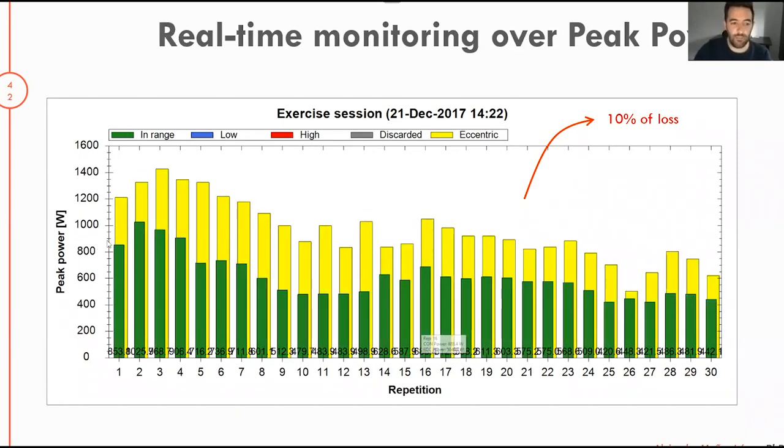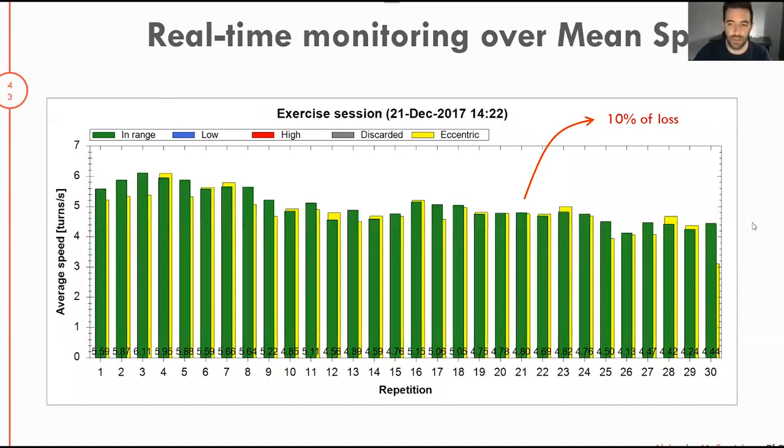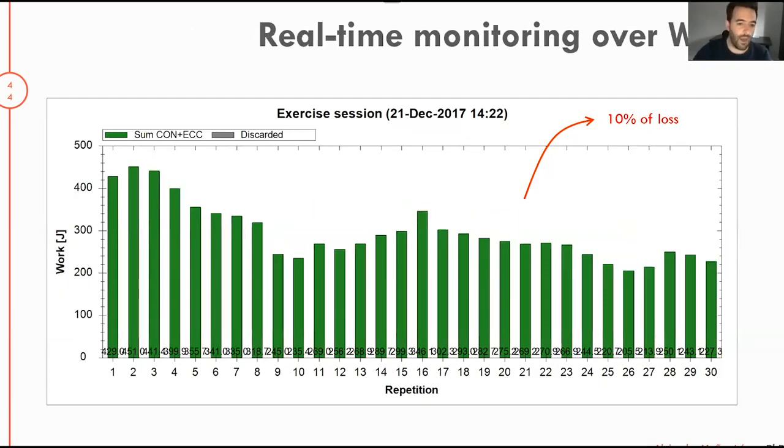This is how it looks, the peak power, and officially you can see how it is higher during the whole set on the eccentric phase compared to the concentric phase. So we can say that the eccentric overload is achieved. And this is how it looks, the mean speed, which basically doesn't show that eccentric overload. And this is how it shows the work, which is a nice measure of volume.